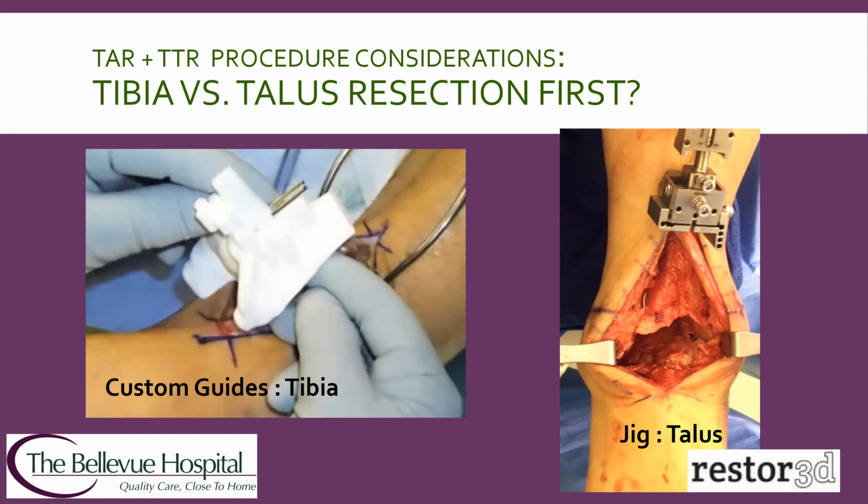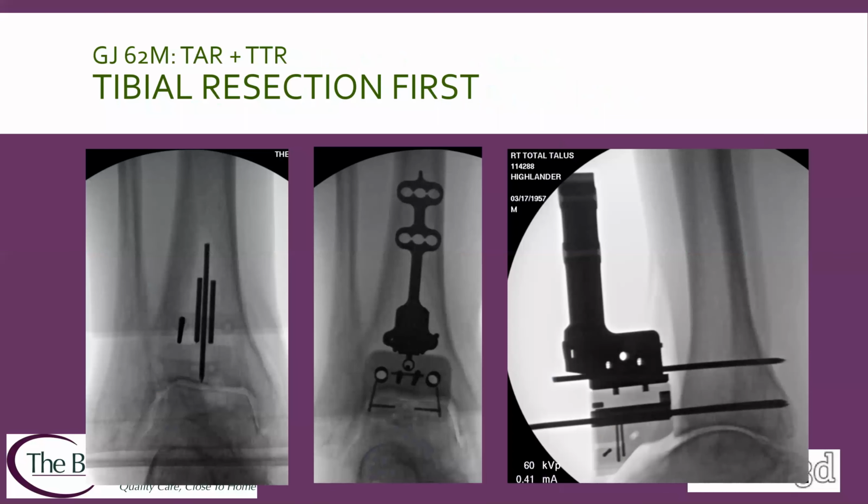So again, not to beat a dead horse, but if you're using a custom cutting guide for the tibial component, do your tibial cut first, then take out the talus and the tibial resection. If you're using off the shelf, you can do whatever you want, but I would suggest you take the talus out completely, then do your tibial cut. So that's just kind of the one pearl on this case.